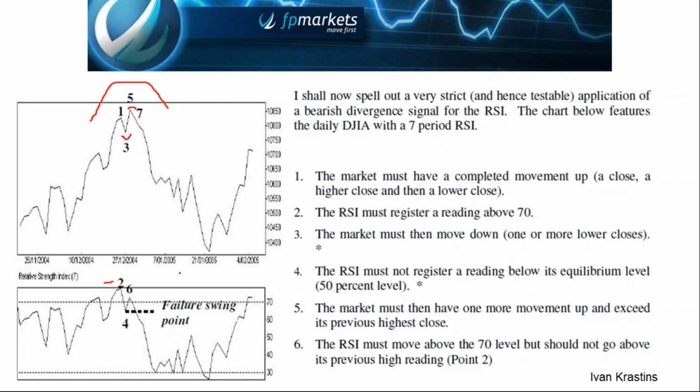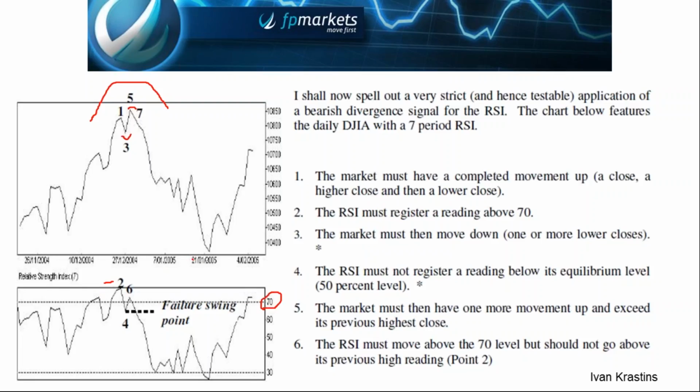This is an incredibly high probability reversal tool along the way. When you go and search through this, it is a very, very high probability reversal tool, but there are some very strict rules around it. So the market must have completed a movement up, a close, a higher close, and then a lower close. The RSI must register a reading above 70. So the RSI here must be above 70. So we've got our little 70 line here.